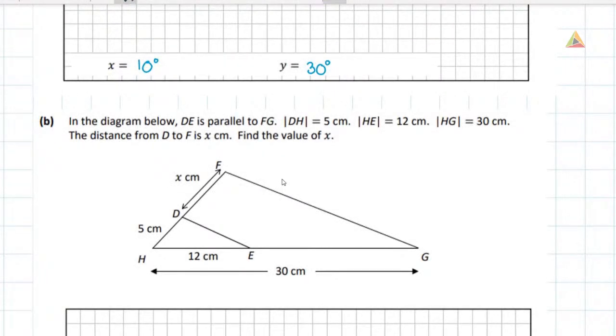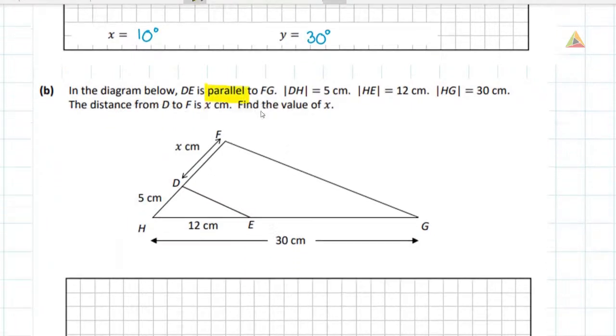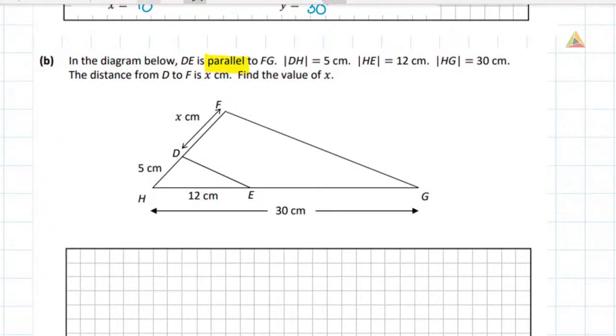It says in the diagram below, DE is parallel to FG. Right, so I'm told that DE is parallel to FG. So the line that goes from D to E, which is this line here, is parallel to the line that goes from F to G, which is this line segment here.